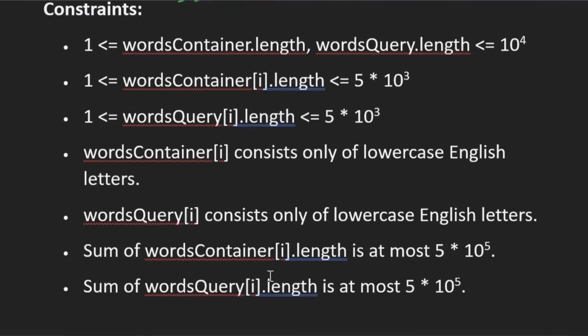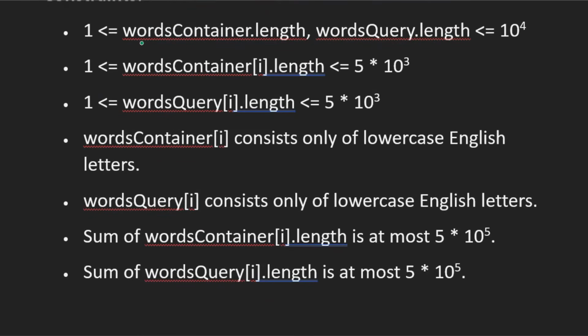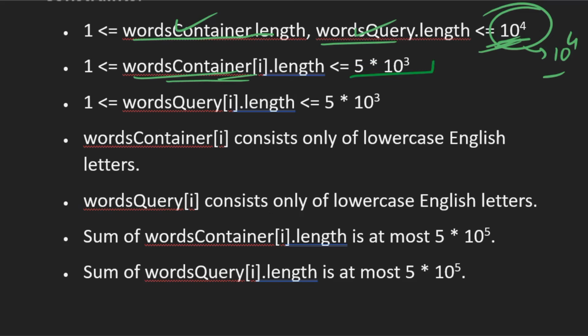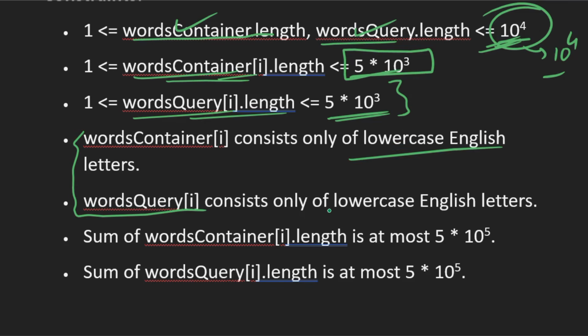So let's see the constraints. The number of strings in wordsContainer and the number of strings in wordsQuery can be up to 10^4. So we can have 10^4 strings in wordsContainer and 10^4 strings in wordsQuery. Each string in wordsContainer can have a length of up to 5 times 10^3. Similarly, each string in the query can have a length of up to 5 times 10^3.